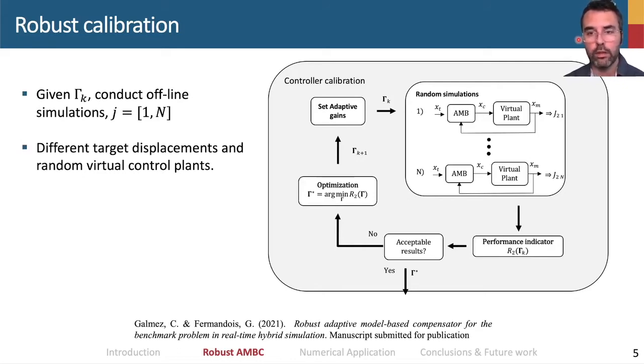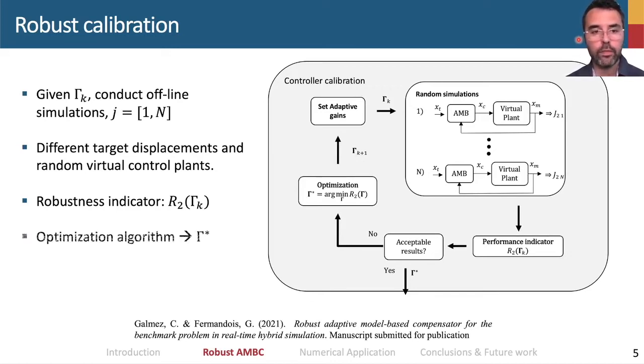for each random simulation. This performance index J2 is basically the normalized root mean square error between the measured signal and the target signal. Then we calculate something that we call the robustness indicator, which in this case is the mean value of the J2s for all the random simulations. And we feed that information into an optimizer in order to minimize the R2 index, and we collect the optimal value of gamma star that will create this situation.